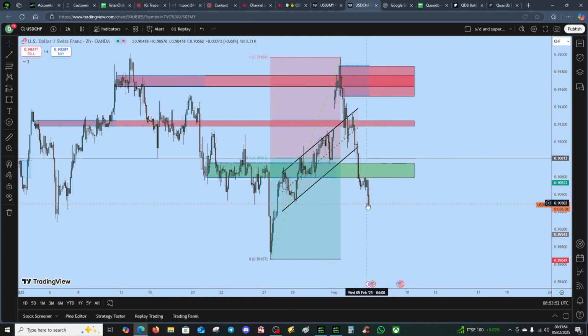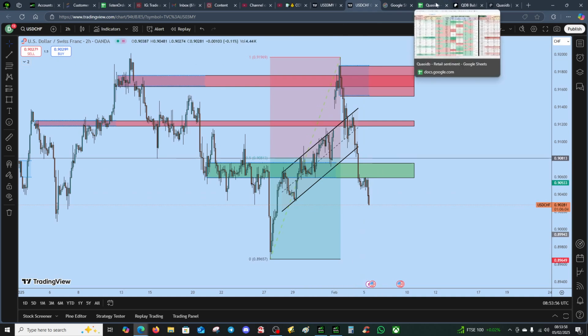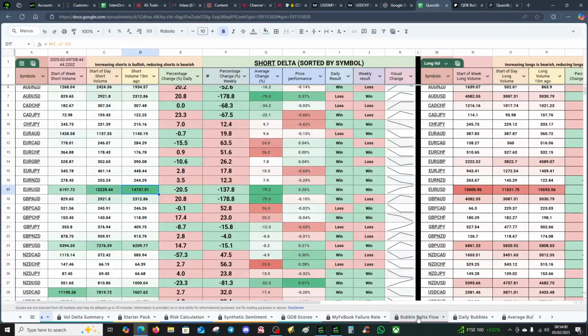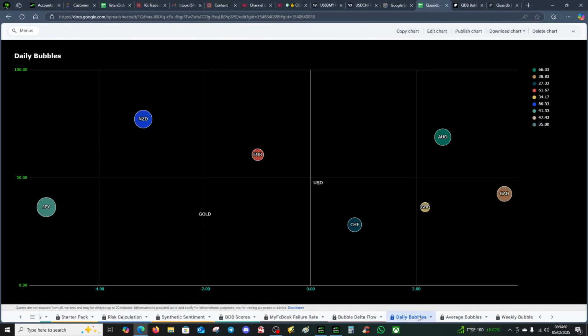So looking quite heavy, and we come to the bubble, and I'll show you the bubbles. And come to the daily bubble, and the dollar is over here, the Swiss. Now we may get an interchange because the dollar is slightly stronger than the Swiss. Do note that the yen is strong today and the CAD is weak. Aussie should also be a strong sell. So we may see the dollar Swiss.